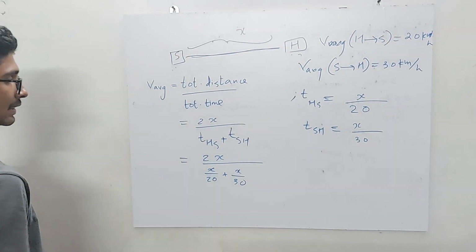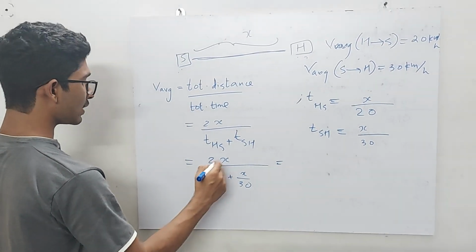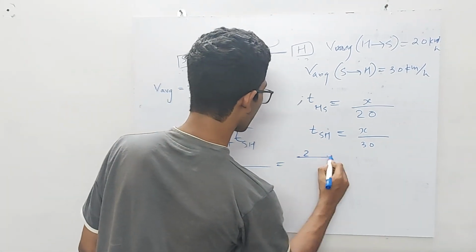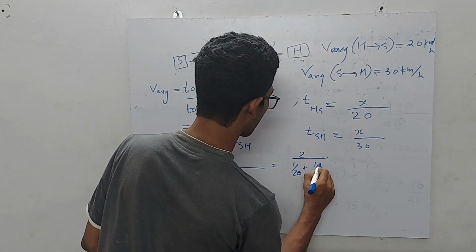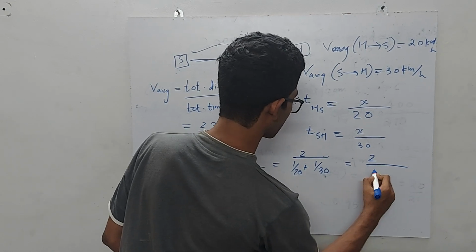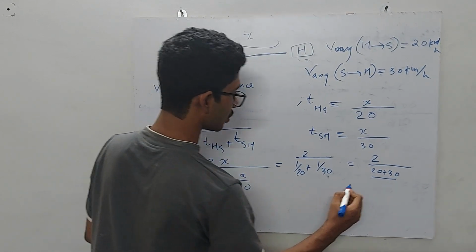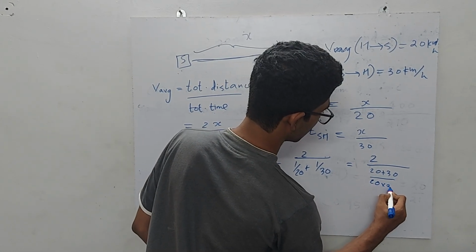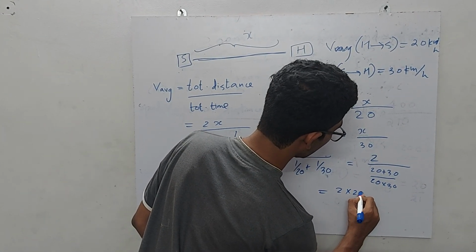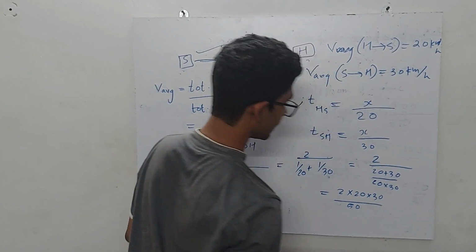So the x gets cancelled. We can take x common from these two and it will cancel with the x in the numerator. So the answer would be 2 by (1 by 20 plus 1 by 30), isn't it? So that would be 2 by (20 plus 30) divided by (20 into 30), isn't it? So that would be 2 into 20 into 30 divided by 50, isn't it?